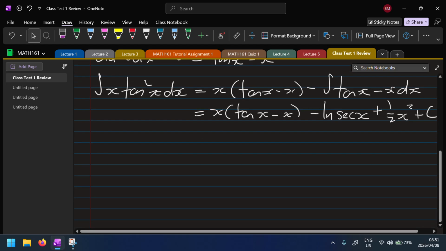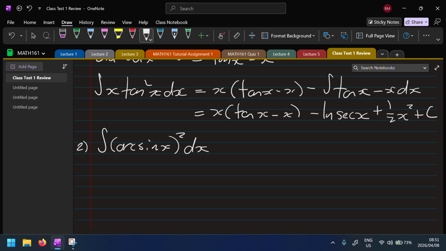Okay, number 2, arcsine. There was quite a few ways to do this. If I did skip one of your methods, again, just put the little star. But the easiest one is to rewrite this like an integration by parts. So we do a u substitution first. So u equals arcsine x. So that makes sine of u equal x. So cos u du equals dx.